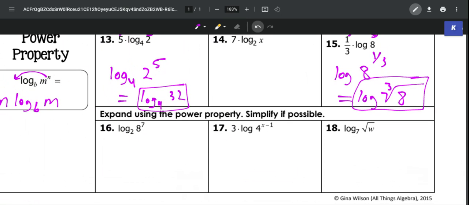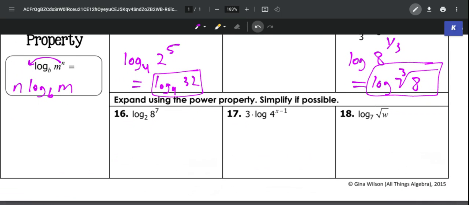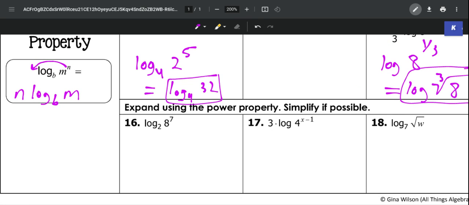So then let's look at expanding, which is just going to be doing the opposite. So now we'll already have an exponent here, and in our general form that's n. Now we take that out to expand this. We take that out to the front of our logarithmic equation. So now we're going to rewrite this as 7 log base 2 of 8.